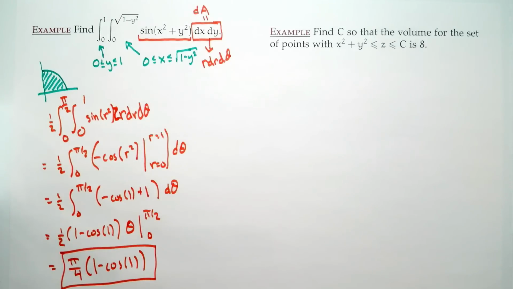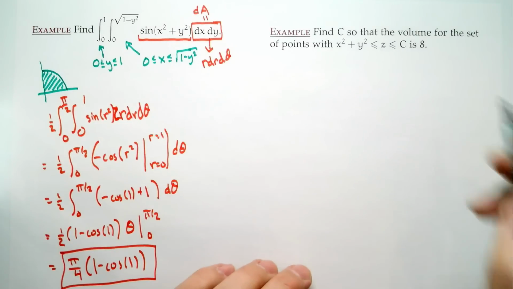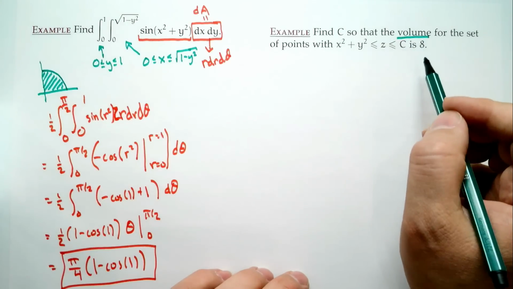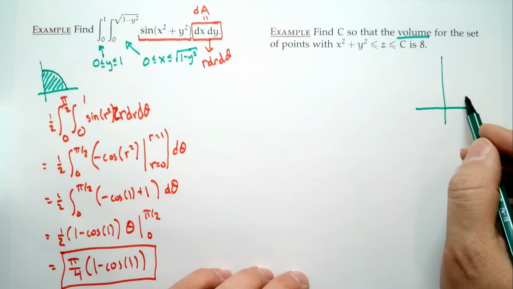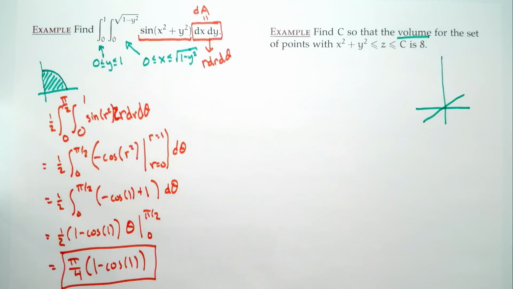Well, another example. Find c so that the volume for the set of points with x squared plus y squared less than or equal to z, and z less than or equal to c, is 8. So we're looking for a volume, and we want the volume to equal 8. Let's think about what we're talking about. We're looking for a set of points, which means we have a shape, and we want the size of our shape to be 8. And what does our shape look like?